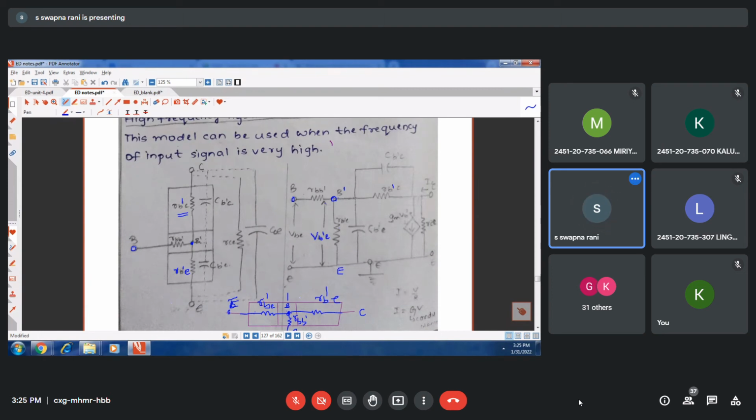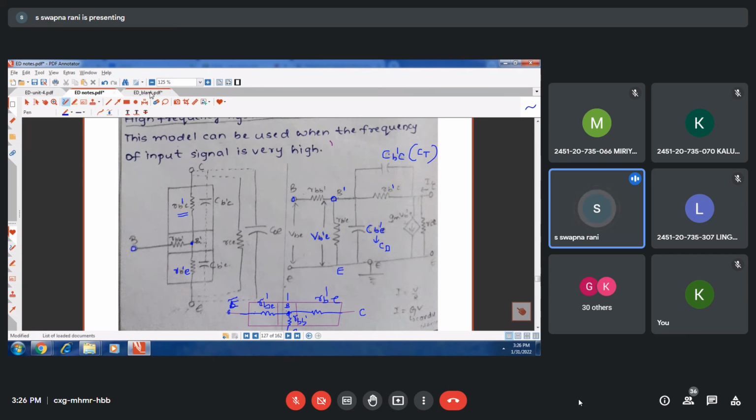So the capacitive effect which exists between base and emitter is denoted with CB dash E, which is nothing but the diffusion capacitance of the forward bias junction. And the resistance and the capacitive effect which exists between the collector base junction in reverse bias is denoted with CB dash C, and this is nothing but the transition capacitance.